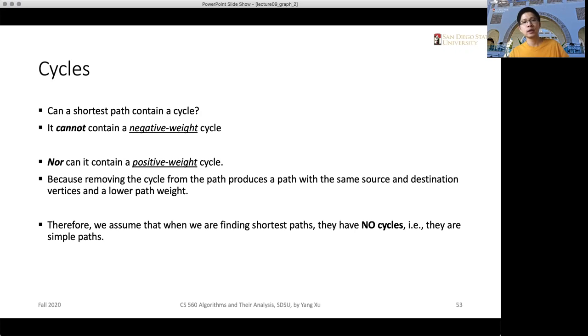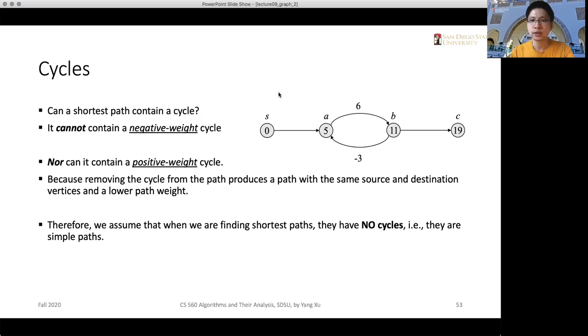Okay, so when we want to find the shortest path in this lecture, we assume that there are no cycles. Okay, and no cycles means that all the paths are simple paths. We don't take those cycles into consideration. All right, so the cycles are something that we don't want to include in the shortest path problem.